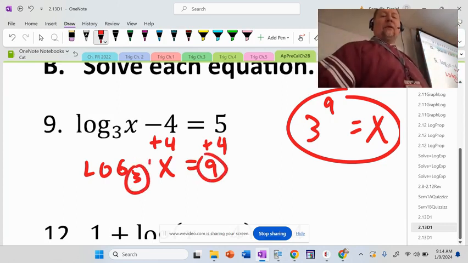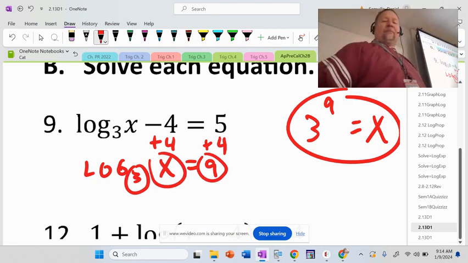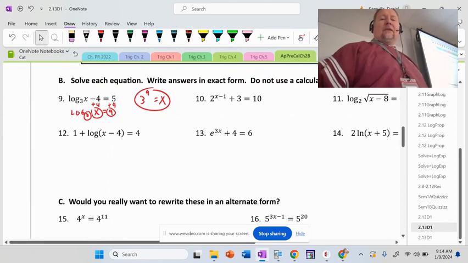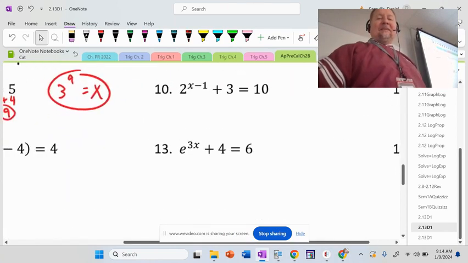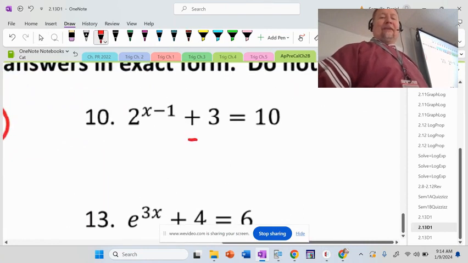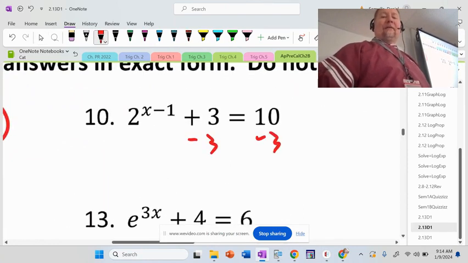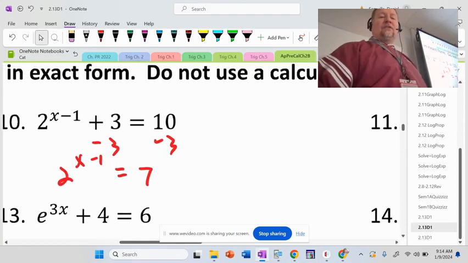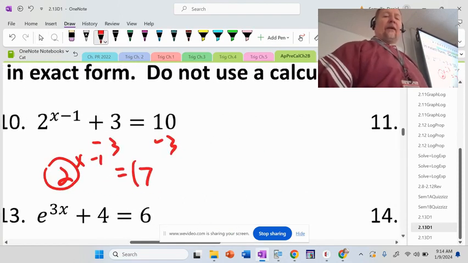Base, exponent, answer. All right, as simple as that. So in number 10, you would subtract 3. Fine, I'll do it. I'm not doing all the ones on the bottom. And then you change it to an exponent. By the way, what's 10 minus 3? 7.